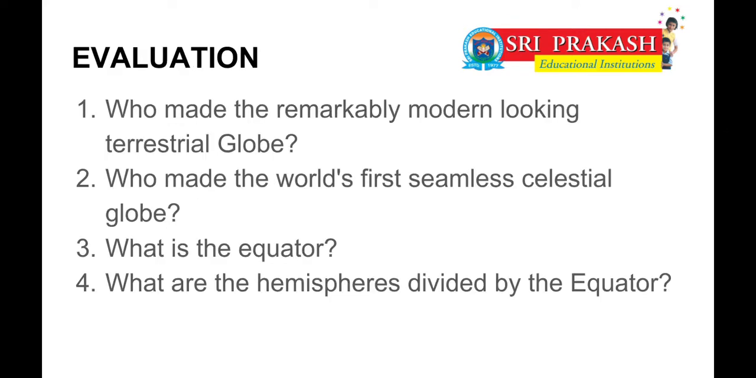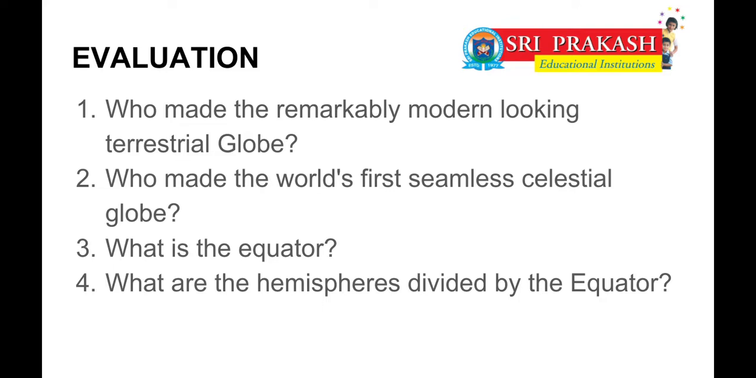Okay, children. Who made the remarkable modern looking terrestrial globe? Can you guess, children? Who made the remarkable modern terrestrial globe? Khaldun, children. Who made the world's first seamless celestial globe? It was prepared by Mughals. Who prepared, children? Mughals.